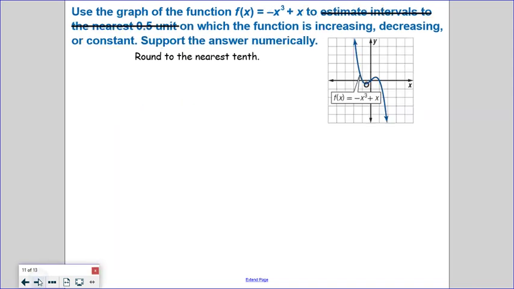Let's try another one. You guys are going to find for me the extrema on this graph. So if you will grab your calculators real quick. The function we're looking at this time is -x³ plus x. Please type that in and find the exact maxes and mins on your calculator for me.